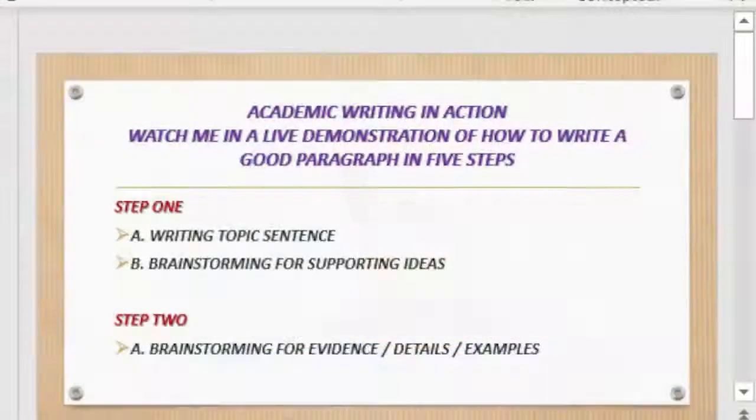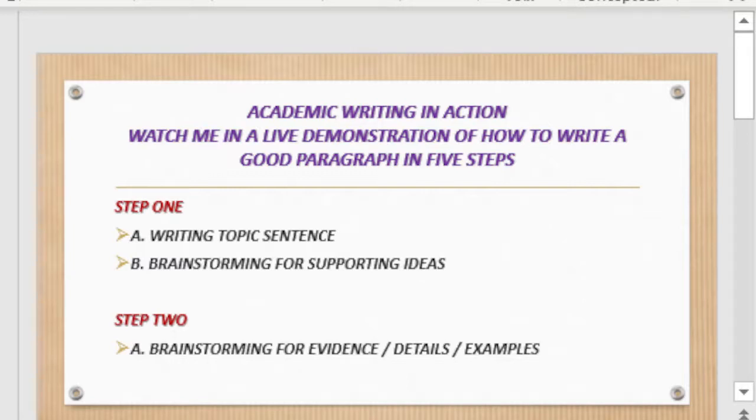Today's presentation is going to be about how to write a paragraph. As a matter of fact, it's going to be a live demonstration of 5 steps of how to write a good paragraph. Today I'm going to focus on the first 2 steps.